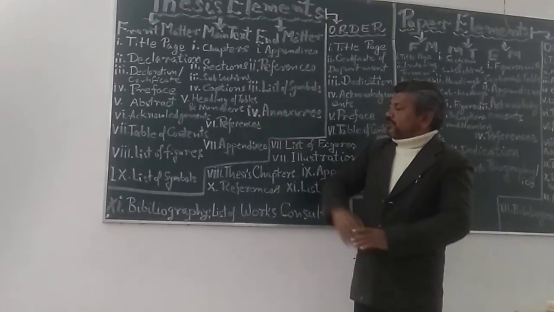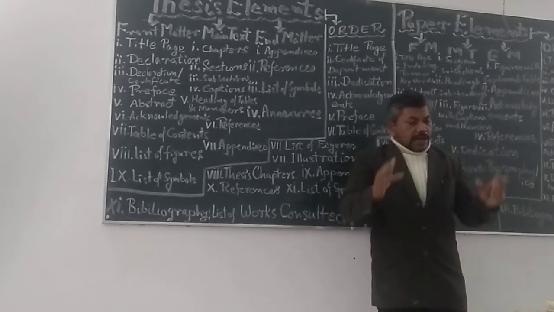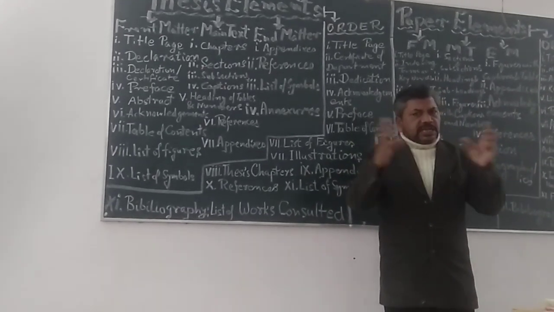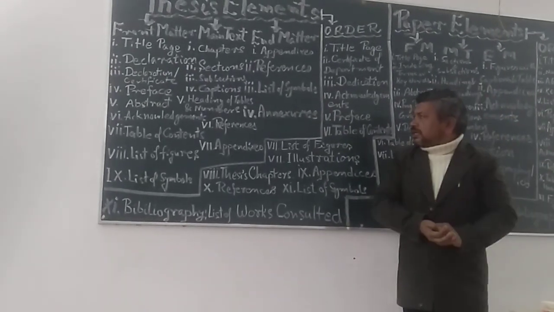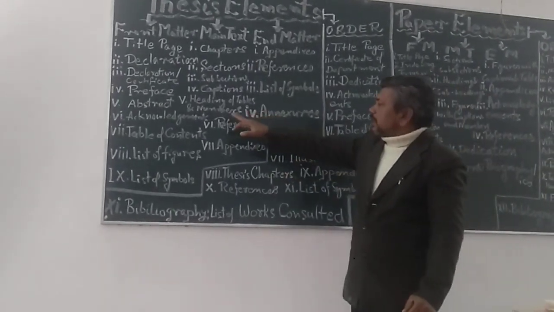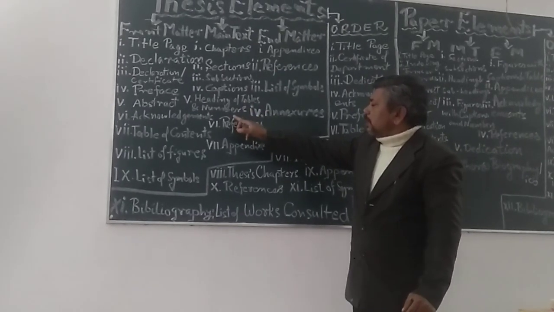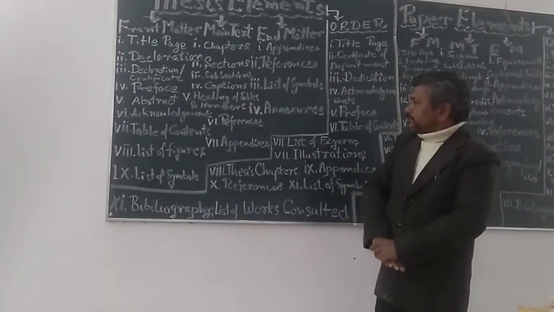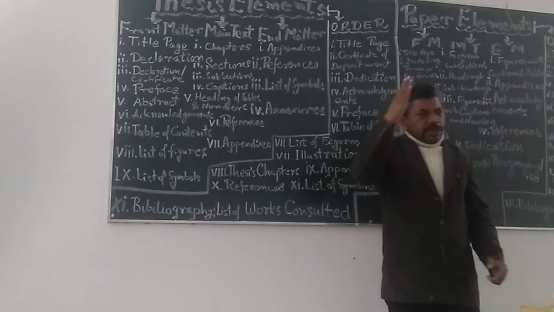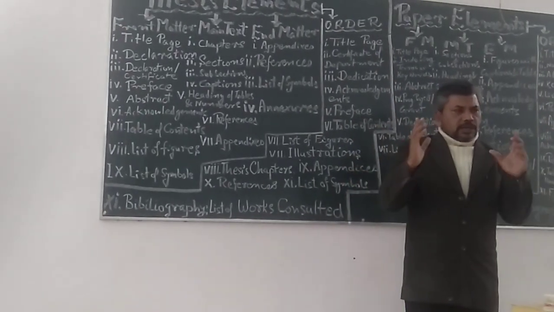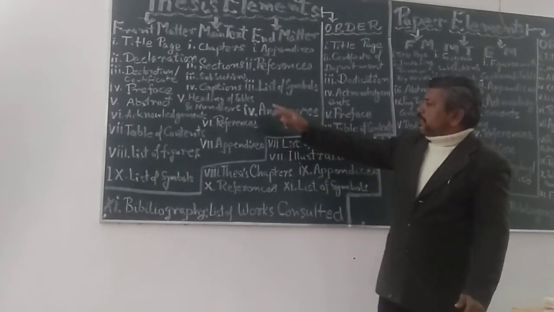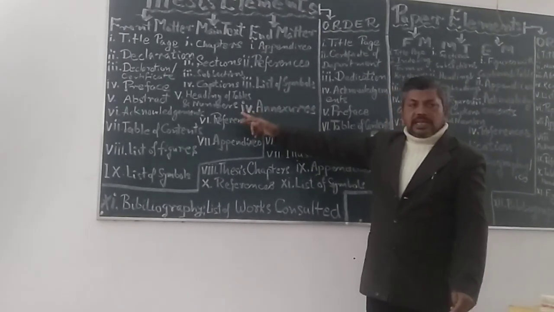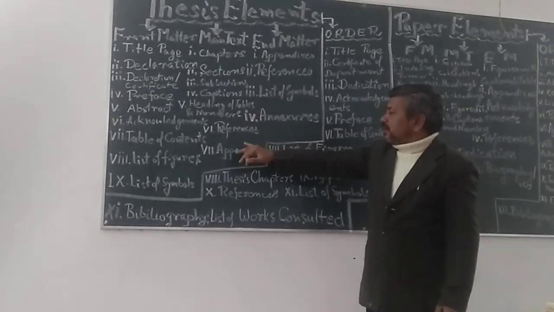Then there is caption. For any figure, any table, what kind of caption, what the title should be, must be mentioned clearly. Headings of tables and numbers: how many tables are used, how much data is mentioned there, that must be in serial order. It should be clearly mentioned, it should not be vague.